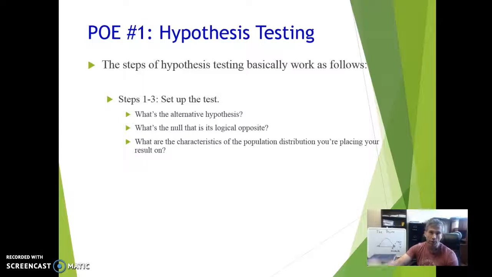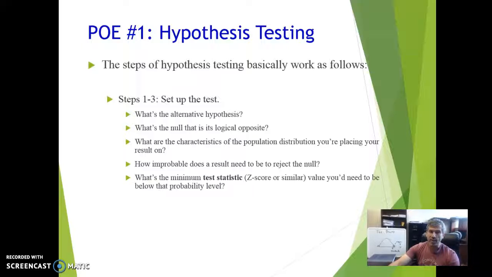Shape, mean, standard error. How unlikely does a result need to be to reject the null? That's setting your alpha level, deciding again what sort of probability level is going to be acceptable for you. Then taking that, what's the minimum test statistic, z-score or something else, that you need to be below that probability level? This here is just finding the critical value or the threshold. What's the minimum result that you need to be in that region of rejection, to have a result that has a lower probability than alpha? And step 4, calculate your test statistic. We've already done this. We've calculated z-scores before. This is review, step 4.